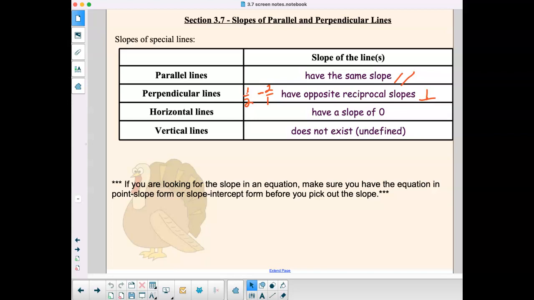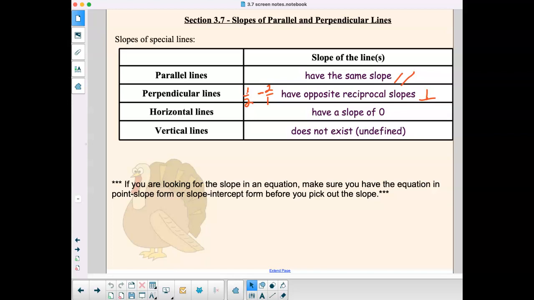Horizontal lines always have a slope of 0, meaning they won't have an x coordinate in their equation. And for vertical lines, the slope does not exist, so they will not have a y in their equations.